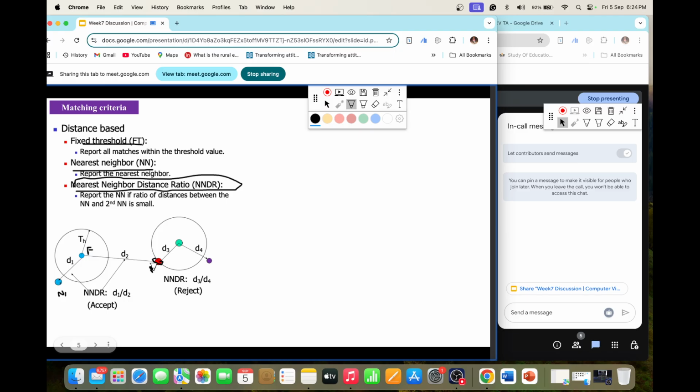Then you find the distance of the n1 neighbor, that is d1, and the distance of the n2 neighbor, that is d2, and you just calculate d1 by d2. If d1 by d2 is lesser than the threshold, then you say it is a valid match, or you accept the point as a key point. Otherwise, you say it is not a valid match, and you reject the point as a key point. Okay, so that is matching criteria.